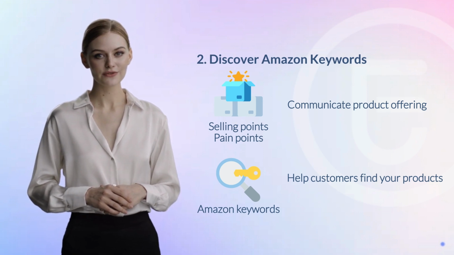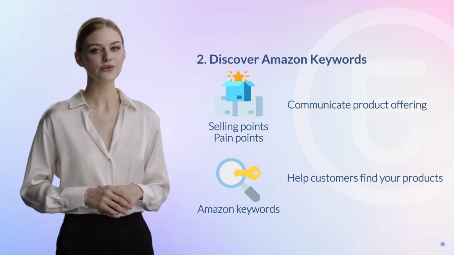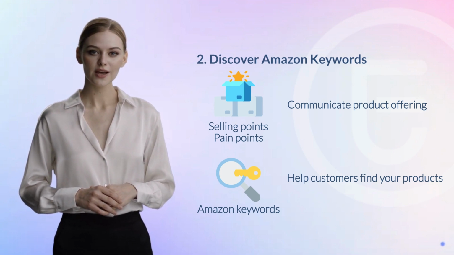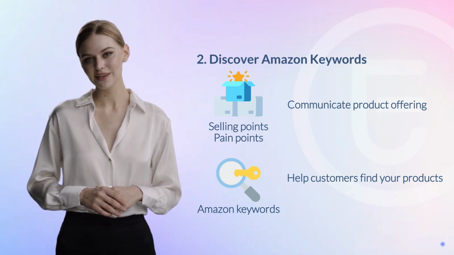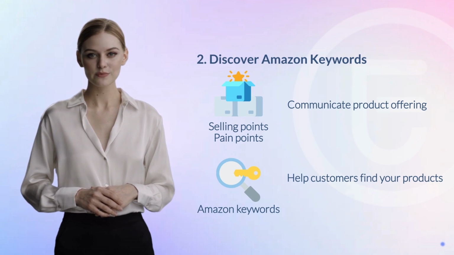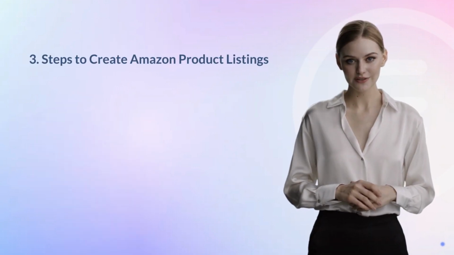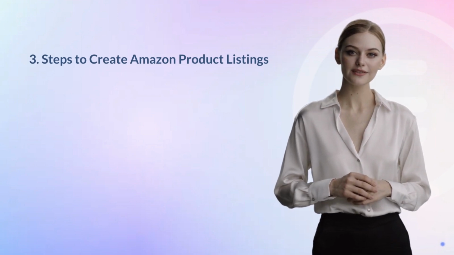By understanding the distinct purposes of these two elements and discovering the right Amazon keywords, you've laid a solid foundation for creating an effective Amazon product listing. Now, let's dive into the step-by-step process of crafting your Amazon product listing. Your Amazon product listing is the heart of your product's presence on Amazon and heavily influences customers' purchasing decisions.